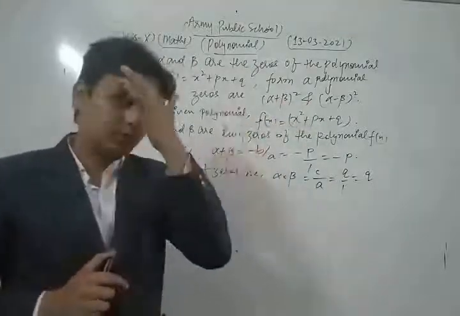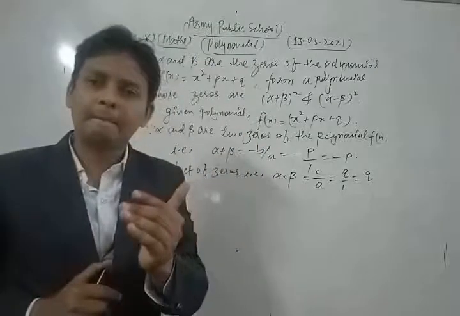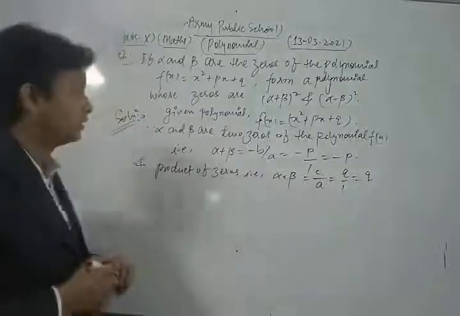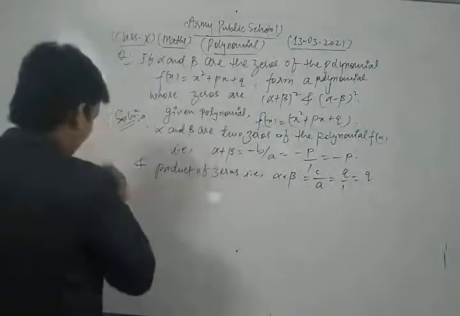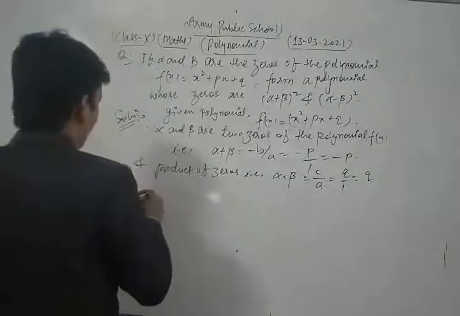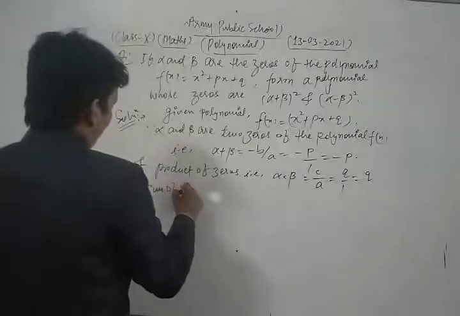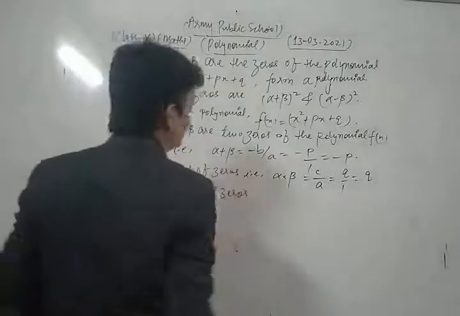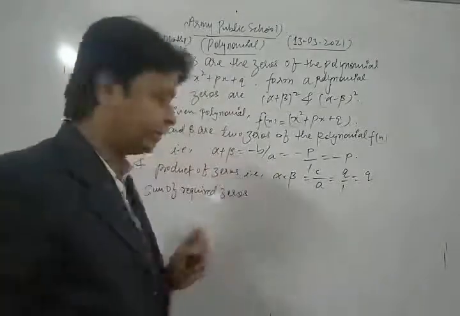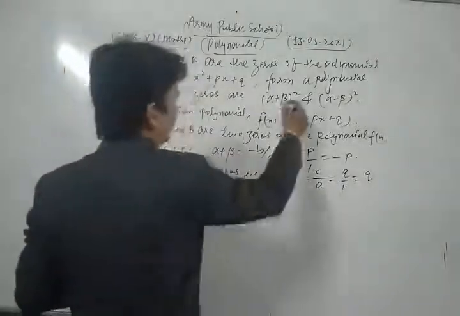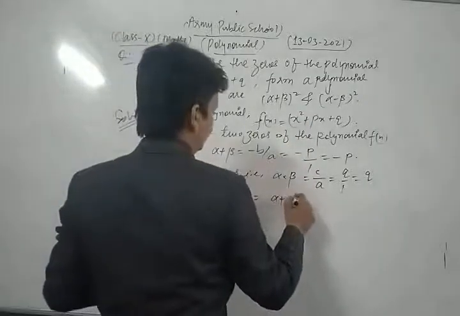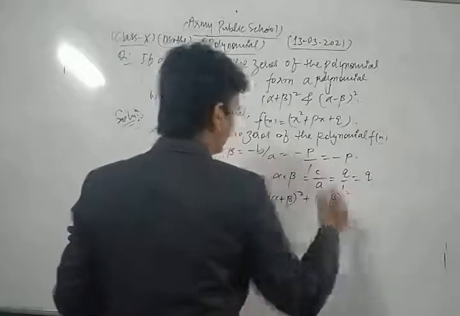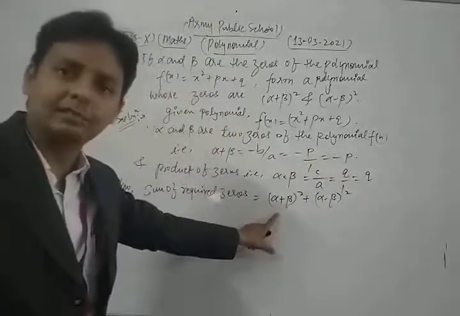So first of all we find the sum of the required zeros. Sum of the required zeros of the quadratic polynomial is what? This is alpha plus beta whole square plus alpha minus beta whole square. Now we expand it and simplify.